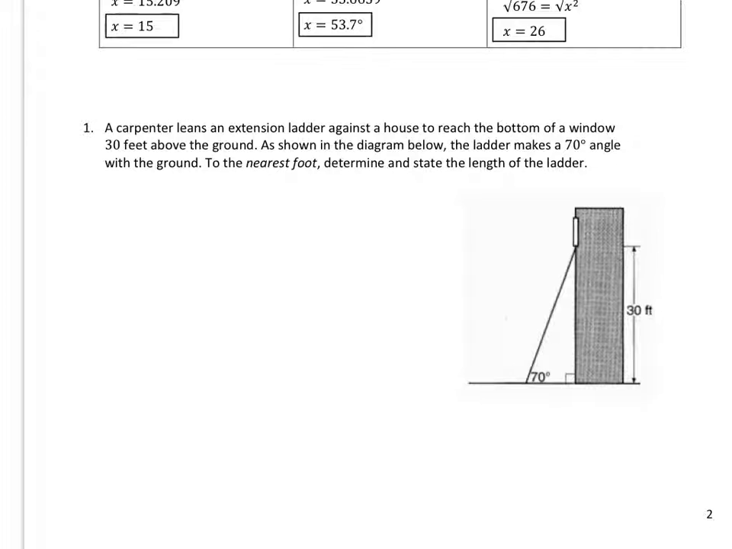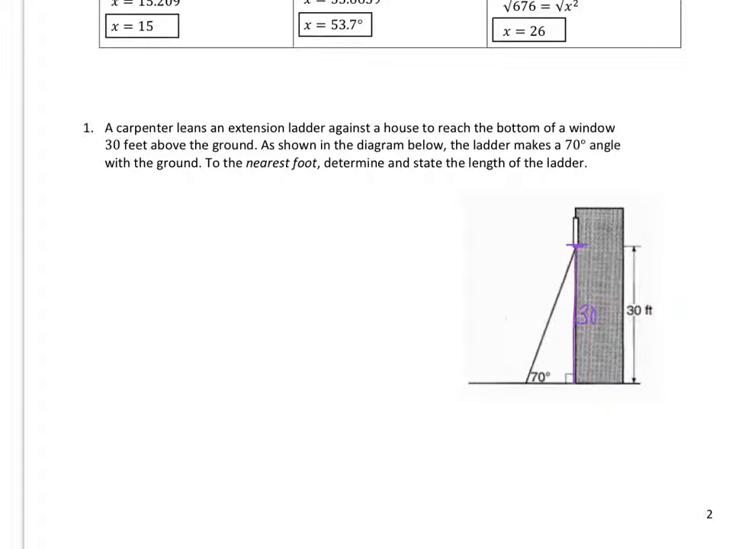Now again, these questions came from Common Core exams. So this first one was a 2-point short answer question. A carpenter leans an extension ladder against a house to reach the bottom of a window, 30 feet above the ground. So here's the bottom of our window, 30 feet off the ground. As you can see, it's already labeled. I'm just going to carry that height over here.